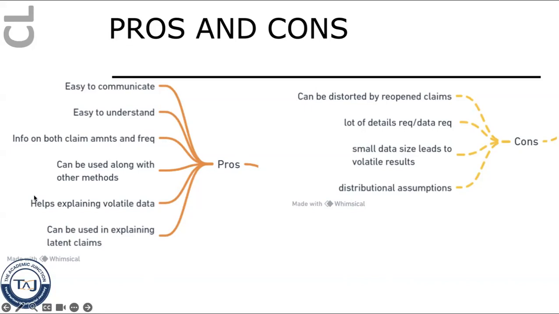Biggest cons: reopen data, like I mentioned. It has a distorting effect on the entire triangle, so the treatment of reopen claims has to be accounted for. There are a lot more data requirements for ACPC methods because you are splitting the data into number of claims and claim amounts, and not just cumulative incurred, cumulative paid, and things like that. So you have more data requirements.